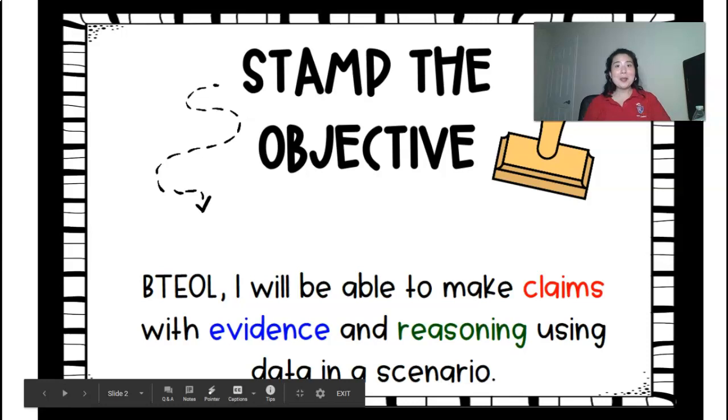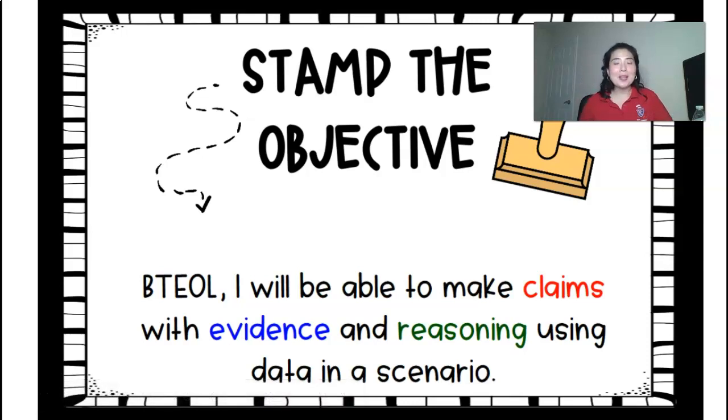So let's start by stamping the objective. By the end of the lesson, I will be able to make claims with evidence and reasoning using data or information in a scenario. One more time. Let's stamp the objective. By the end of the lesson, I will be able to make claims with evidence and reasoning using data or information in a scenario.